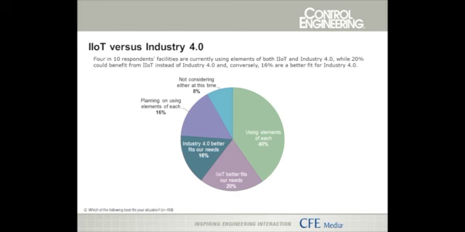Comparing IIoT and Industry 4.0, 56% of respondents are using or planning to use elements of each platform. More lean toward IIoT at 20% than Industry 4.0 at 16%, but that's within the margin of error for the study, so really they're just about even.